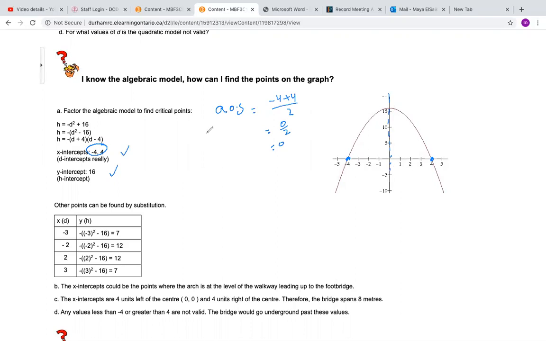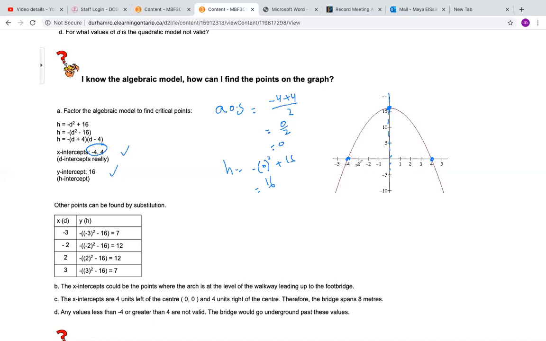And then to find the maximum height, I plug in 0 into the equation. I don't know if you guys remember this. So -0 squared plus 16, and that's going to be 16. So my vertex is going to be at 0, 16. And now I can sketch my graph. I have 3 important points.